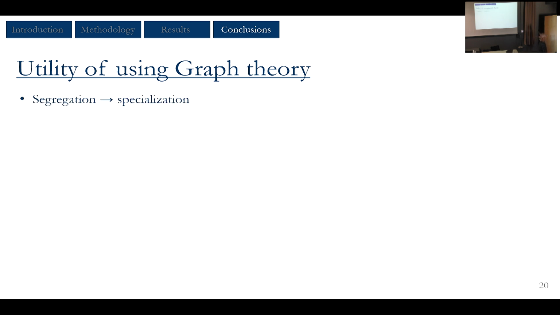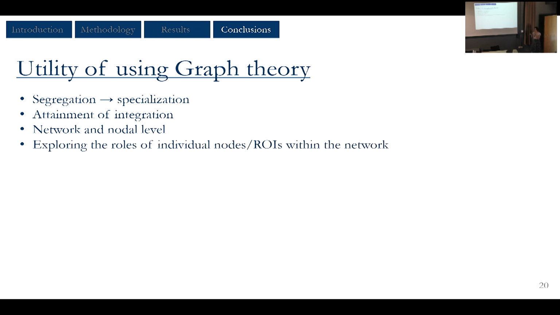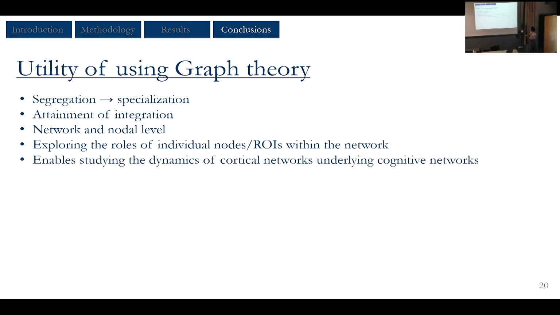First of all, it's interesting because if we analyze the modularity of a network, we can see what processes are needed and supported through network segregation, but more importantly, how they're integrated, so how these sub-processes are connected. Also, we can study not only the behavior of the whole network, but also the behavior of each node, not as separated, but within a network, in relation to how it interacts with other nodes. And this allows us to study cognitive networks and their underlying cortical networks.